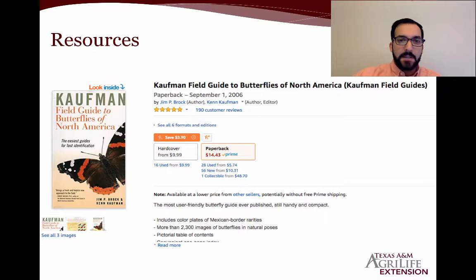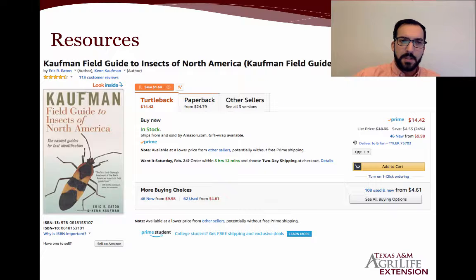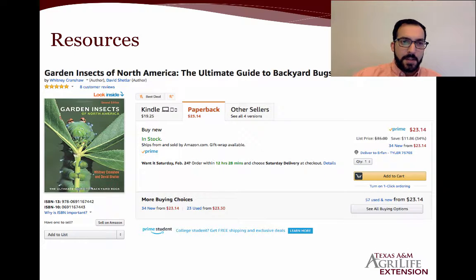A couple of field guides that I'd recommend: the Kaufman Field Guide to Butterflies of North America. It's not a major investment to get the paperback, and it's excellent for recognizing pollinators in the backyard. We have another one for just insects of North America as well. And here's actually a good friend, Whitney Cranshaw, who is an author of this book, Garden Insects of North America. It's a very thick, hefty book, and I'm surprised that they can even sell it for $24. That's, again, an excellent resource for recognizing insects in the garden.